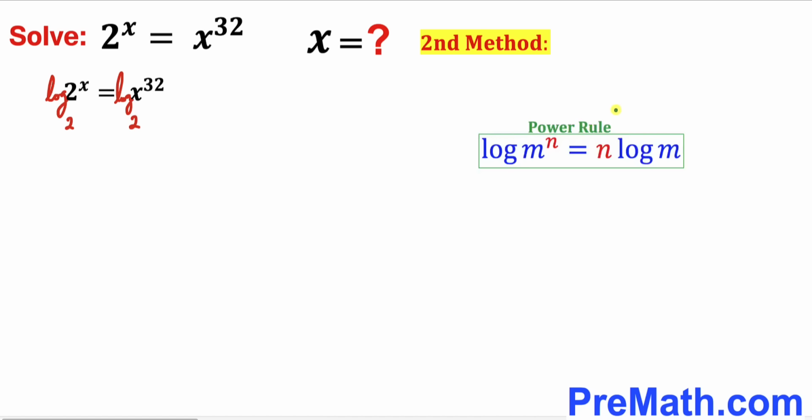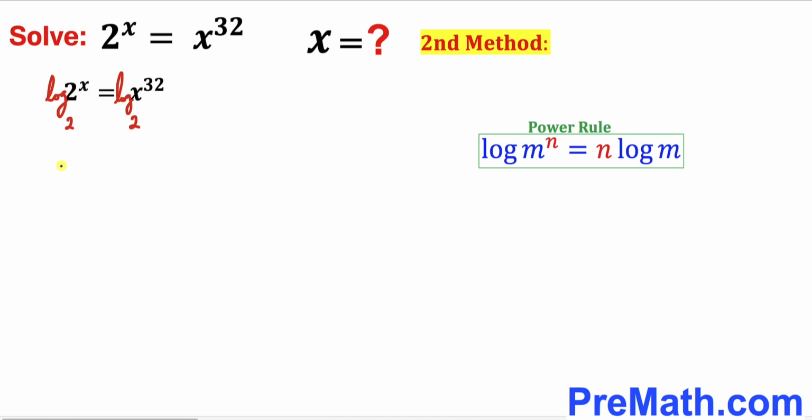And now let's recall the power rule. If we have a log of m power n, then we can drag this n in the front. As you can see, we got n times log of m, and we are going to apply this rule on this equation. So therefore this exponent x, I'm going to move it all the way to the front, and likewise this exponent 32 is going to move in the front as well.